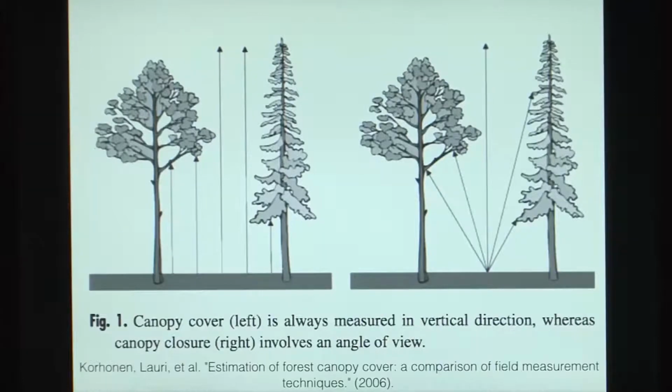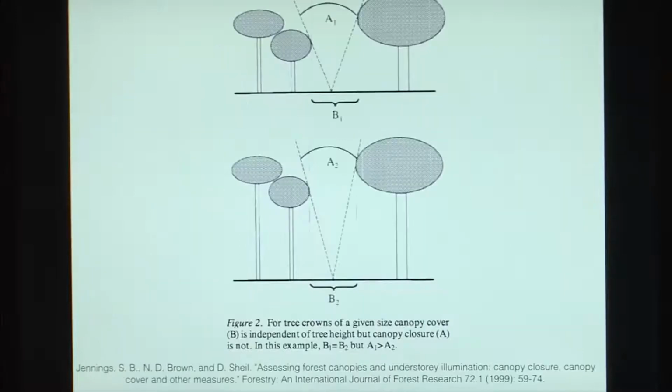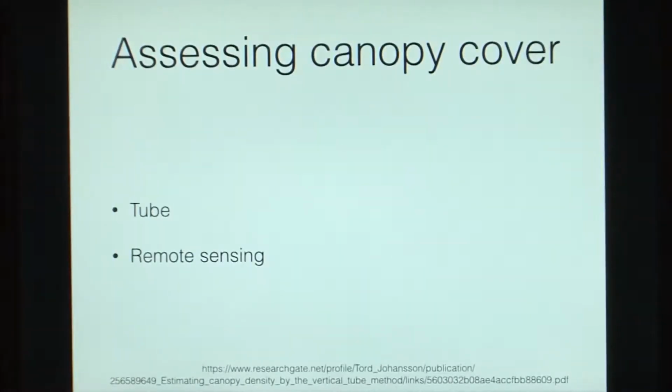Whereas in the case of canopy closure, we take this bottom point, and from that point we take a reading from all the directions, and the proportion of the points that are covered by the canopy, or that see a canopy there, will give us the canopy closure. So, in the case of canopy cover, height is immaterial, but in the case of canopy closure, height plays a very important role. Canopy cover can be assessed by using a tube or by using remote sensing.